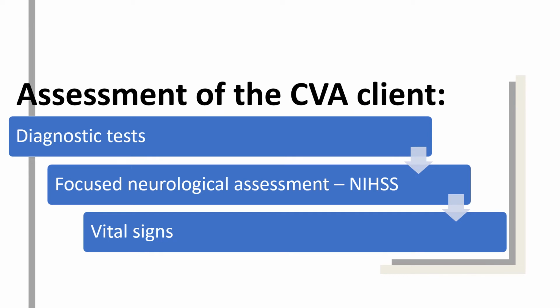And change in level of consciousness and confusion is a very serious sign, and we usually see that with serious bleeds or very large vessel strokes. Vital signs, generally a client presenting with signs of a stroke is hypertensive.